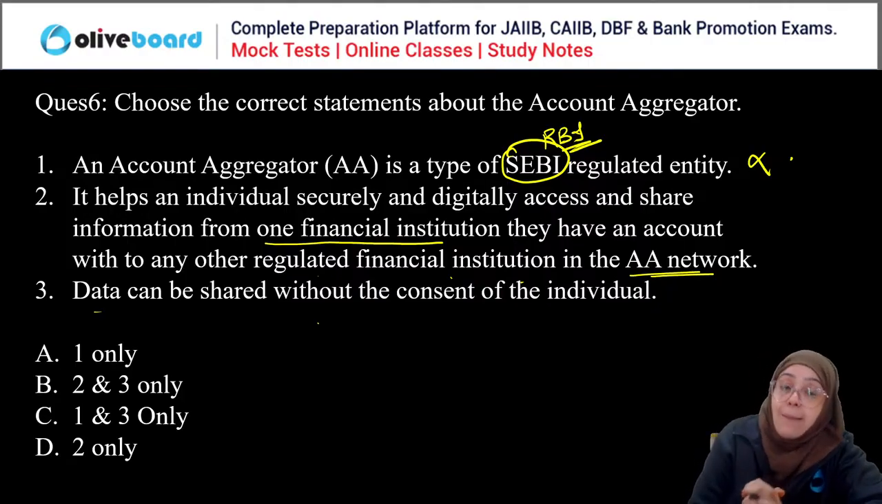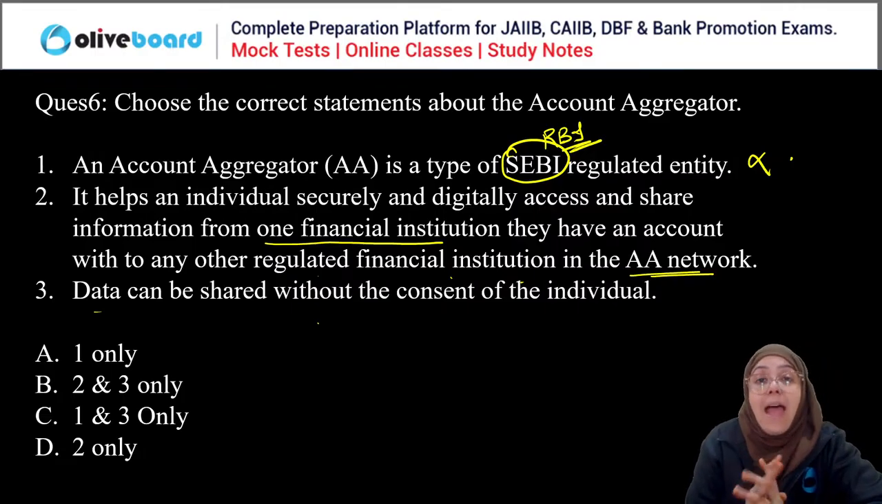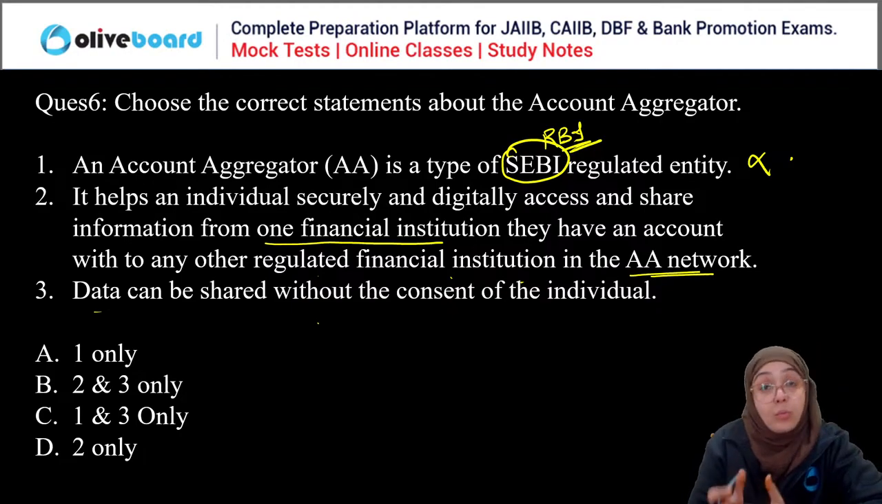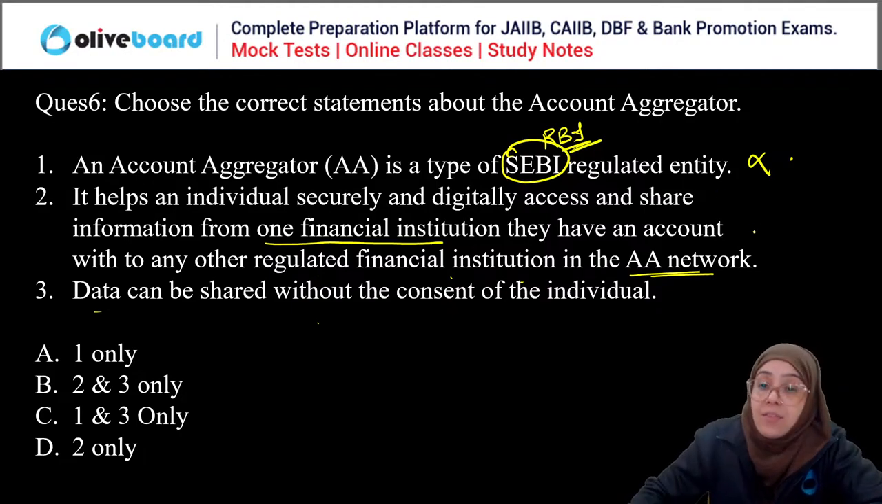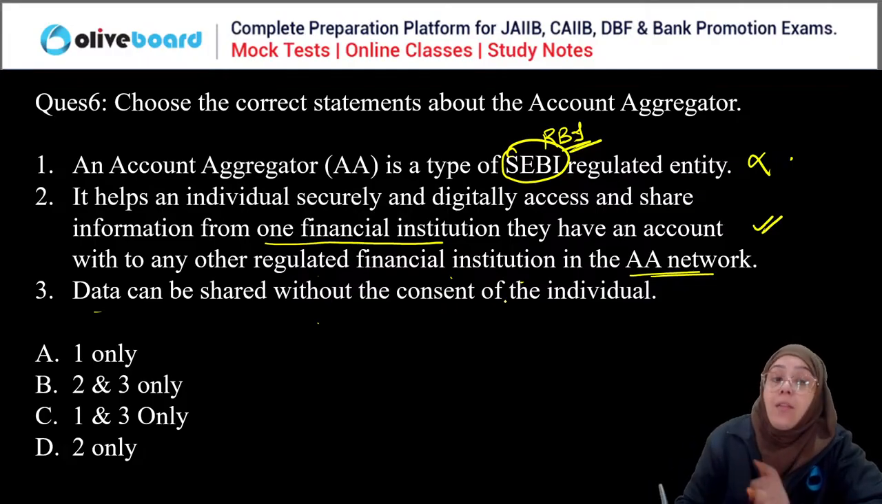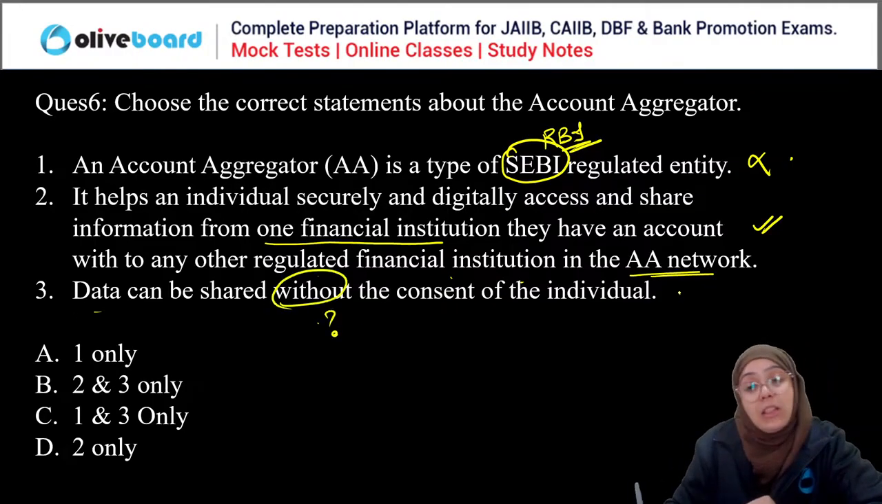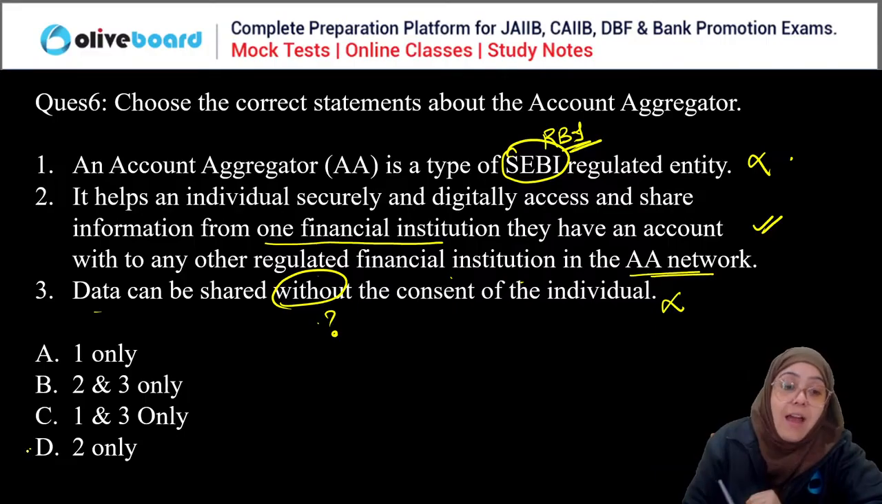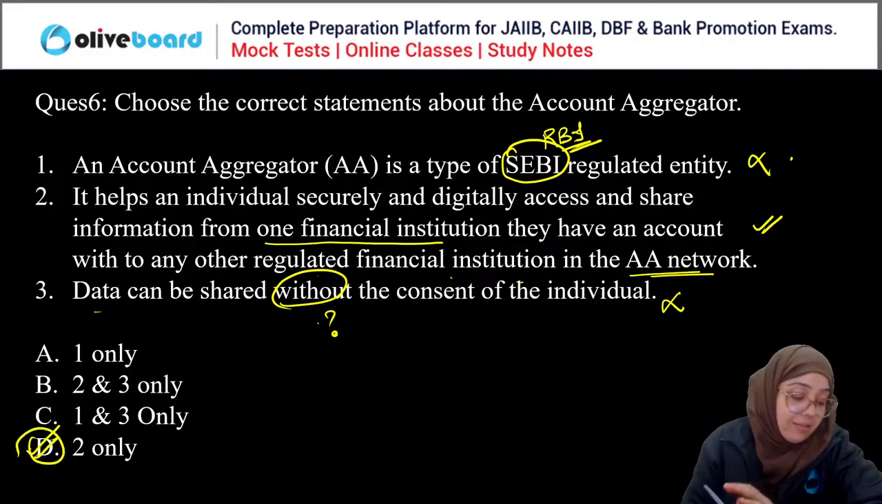Second, it helps an individual securely and digitally access the information from one account to another account within the AA network. That is correct. And third, data can be shared without the consent of the individual. That is wrong, consent is very important, right? So only second is the correct answer. Yes, D is the correct answer here.